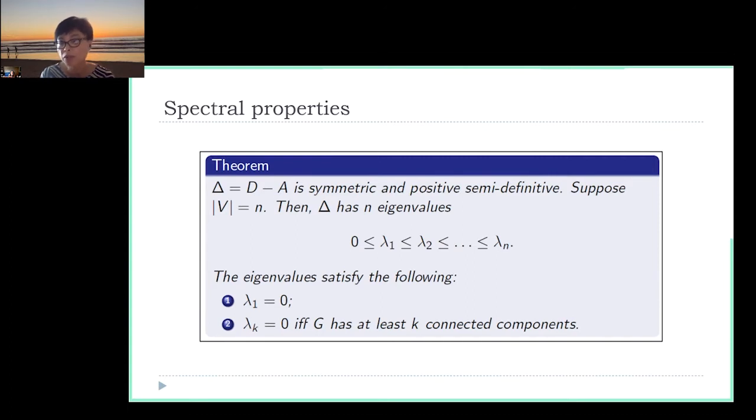It turns out the first one is always 0. Then you order them in non-decreasing order. Then the number of 0 eigenvalues equals the number of connected components of the graph. In other words, the dimension of the null space of the Laplace operator equals the Betti 0 of the graph.